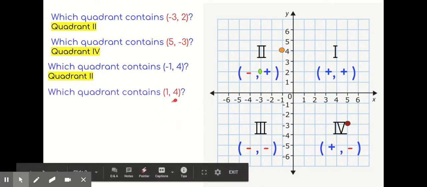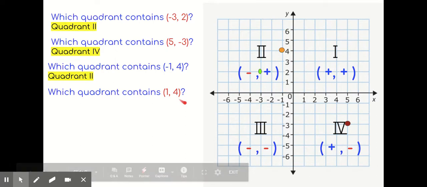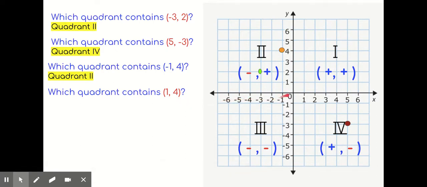Which quadrant contains 1, 4? Where would that point be? X is 1, y is 4. So this will be in quadrant 1.